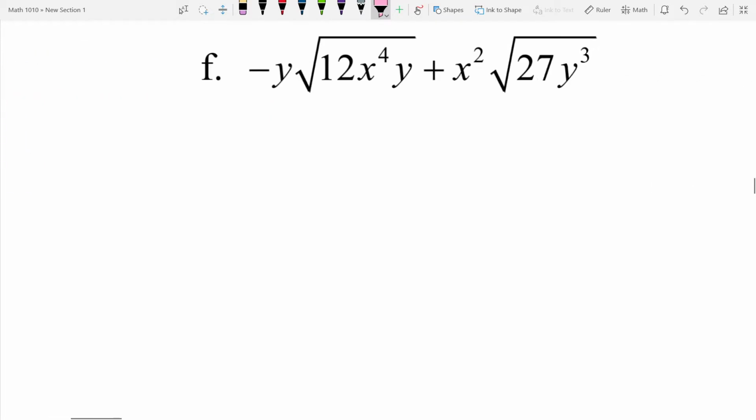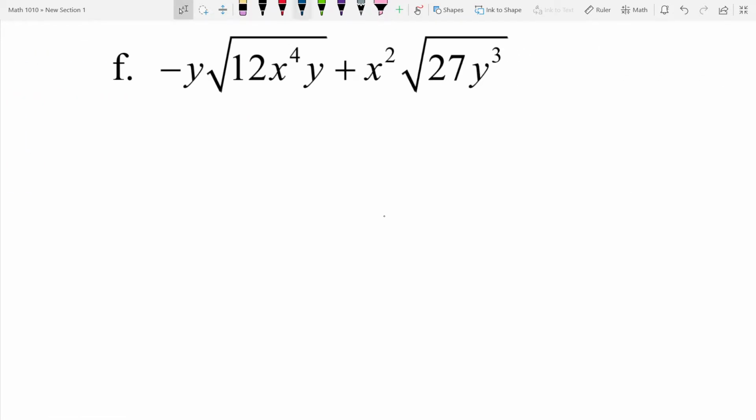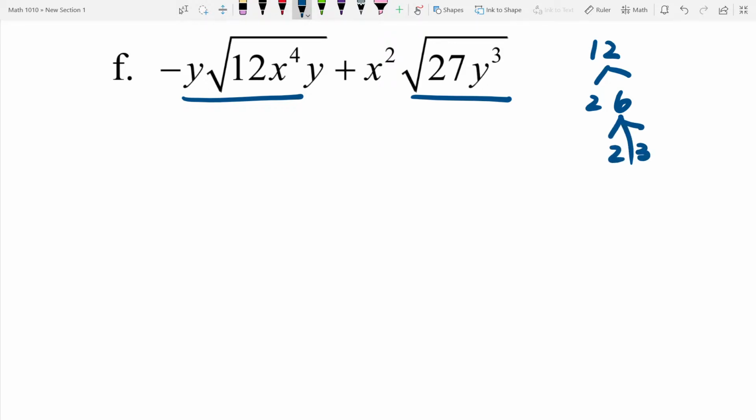Okay, let's look at question F. Same thing. Simplify this, simplify this. Take your 12, break it down. So 12 is 2 times 6, 6 is 2 times 3. These 2 2's come out as a single 2. So you have a -2, and inside you have a 3. Notice I didn't do any variables. All I've done is just the numbers.